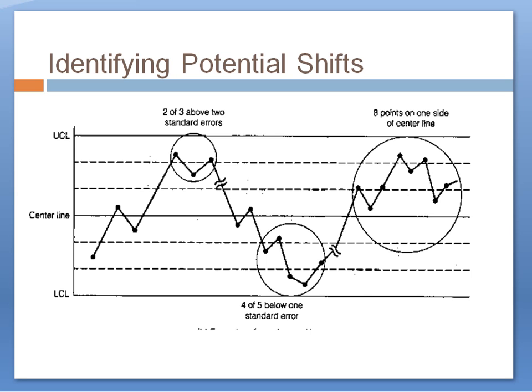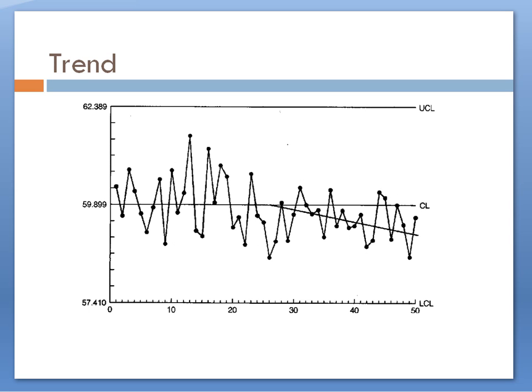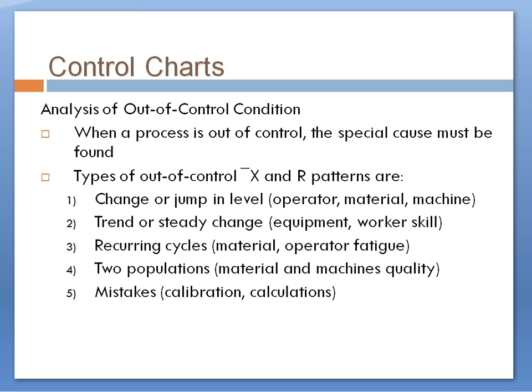This is another example. Cycles are another. If you see the data and you draw a curve, you can see that this is a cycle. So this is a potential process that could be out of control. And trends, see, this is the trend, which could also indicate an out of control process.